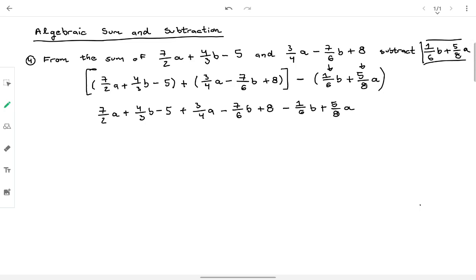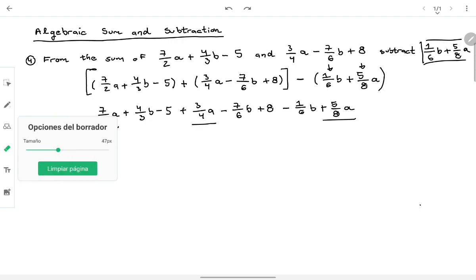So then we will need to do the like term simplification. We are going to start with letter A. We have 7/2, 3/4, and 5/8. In this case, I'm sorry, here I made a mistake because remember the minus sign will affect both of the terms, so it will be minus 1/6 of b and minus 5/8 of a.